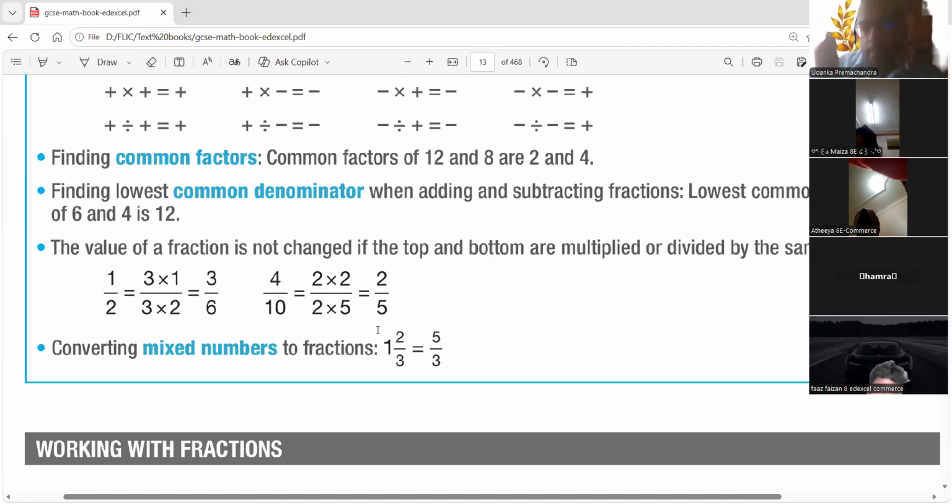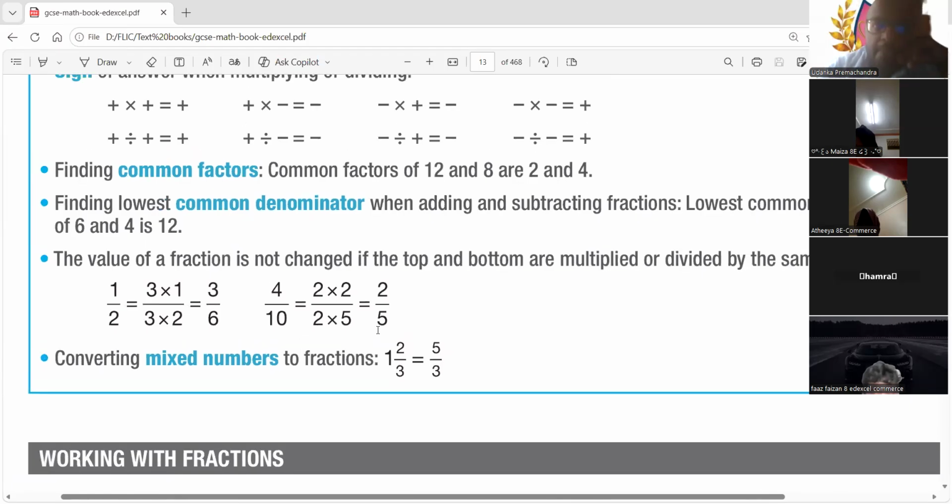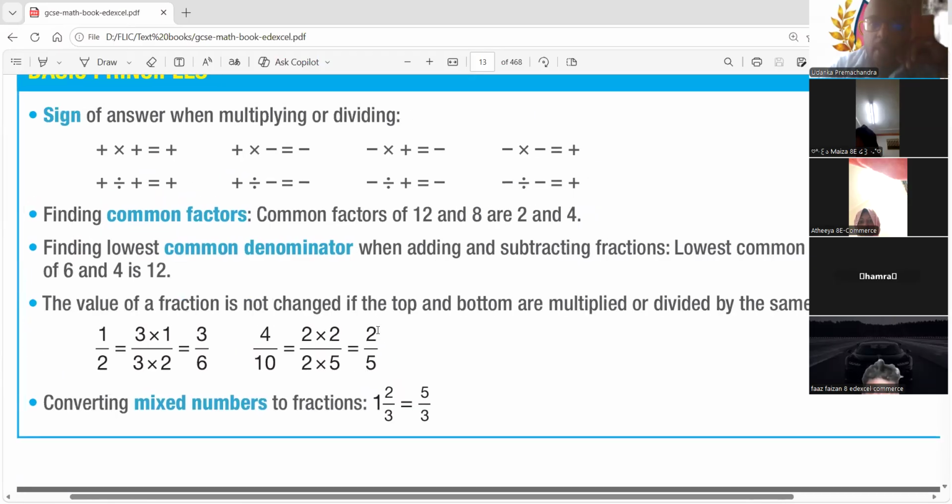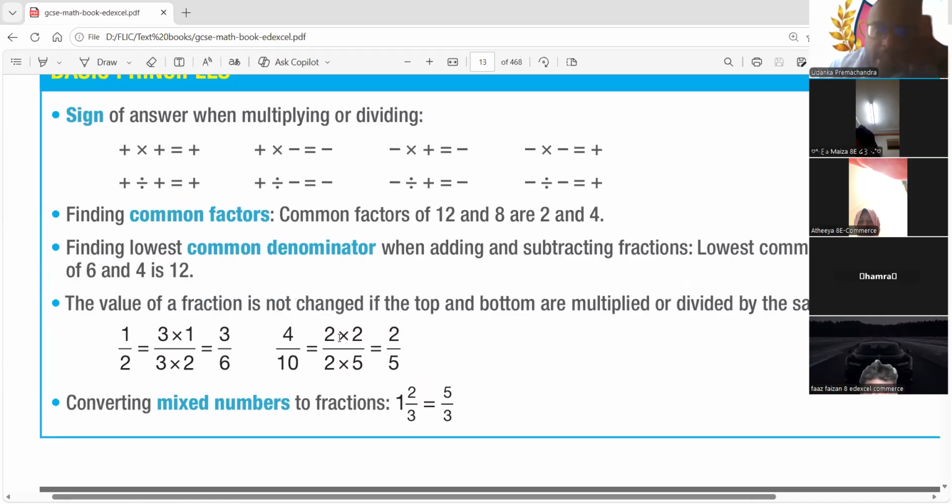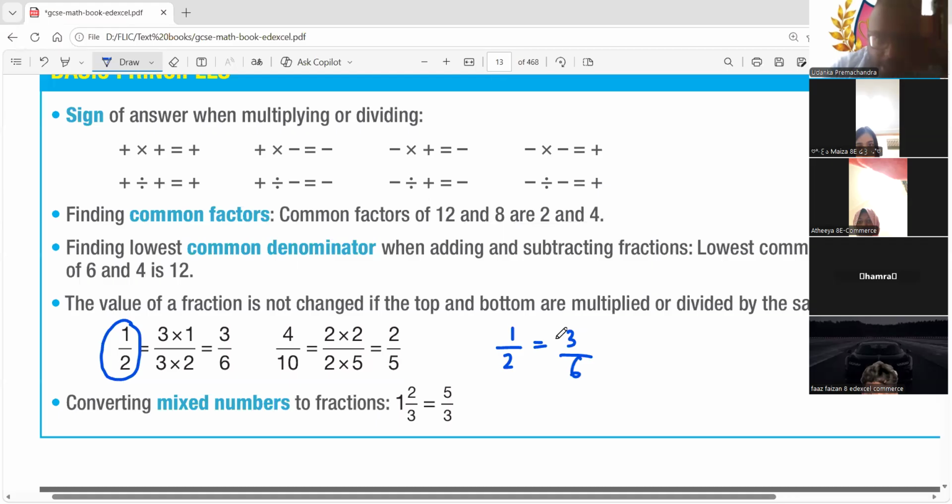And you have to know about fractions multiplied by a common factor. What is that called? Equal fractions. If you multiply the denominator and the numerator by the same value, it becomes an equal fraction. So look here. If I consider 1 over 2 and multiply both by 3, it's 3 over 6. So you can write 1 over 2 equals 3 over 6. Clear? I think you already know.